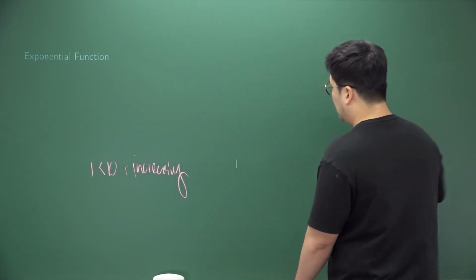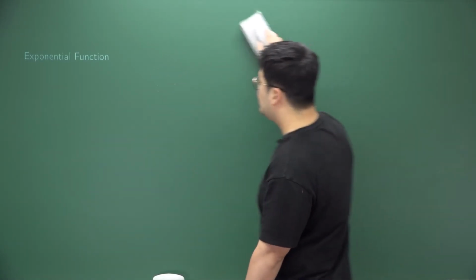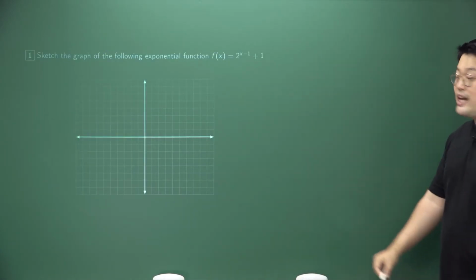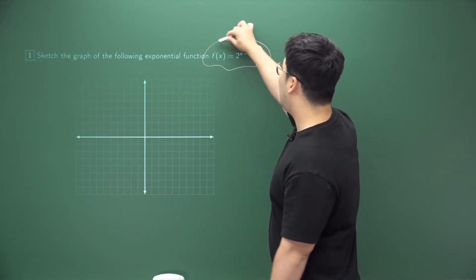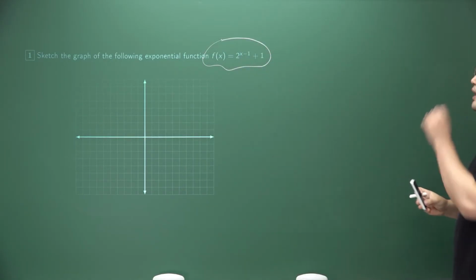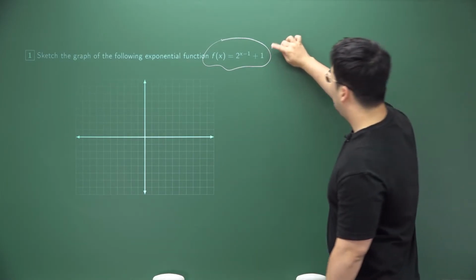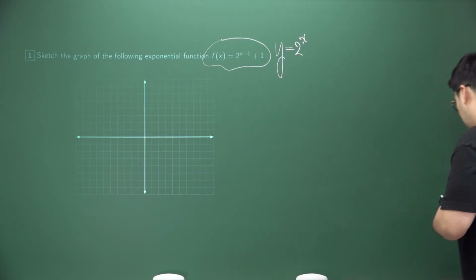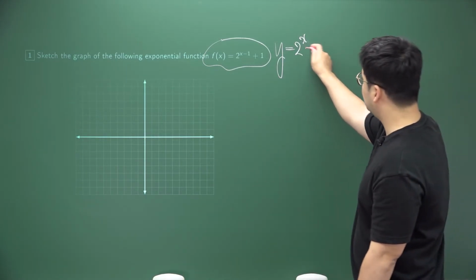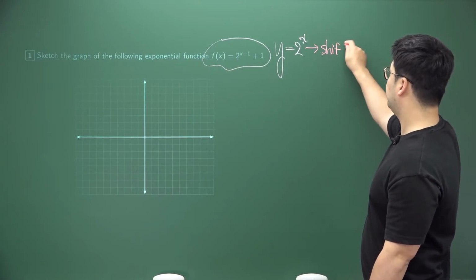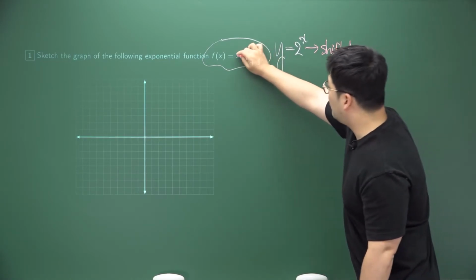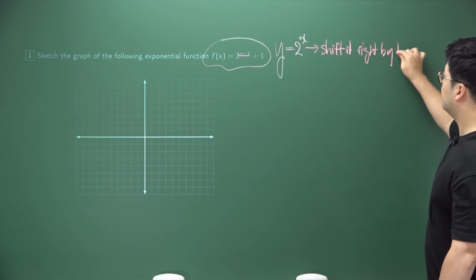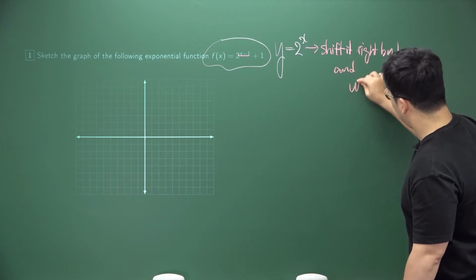Okay. Right. So having said this, I would like to go on to sketching y equals 2 to the power of (x minus 1), plus 1. So we have y equals 2 to the power of x. That's the original function. And we would like to shift it right by 1, and up by 1.